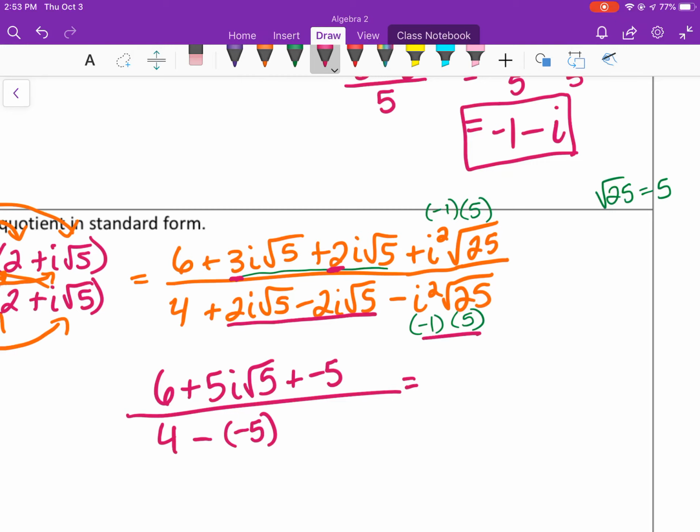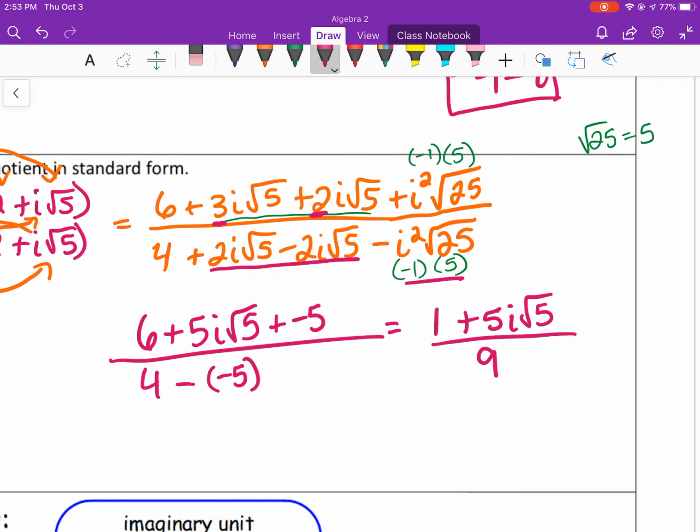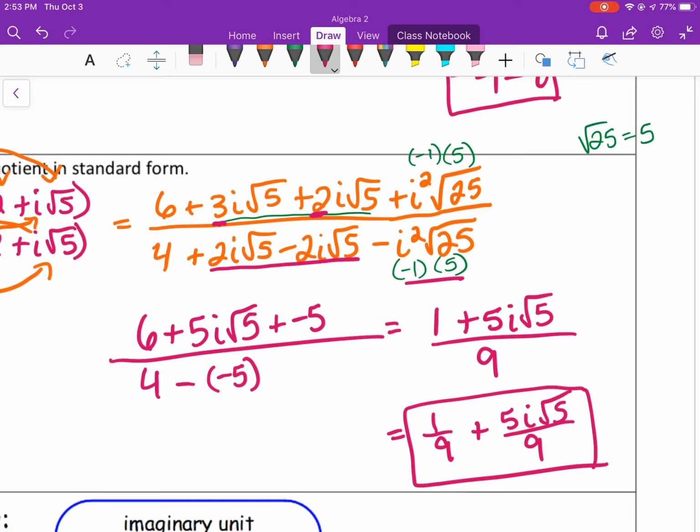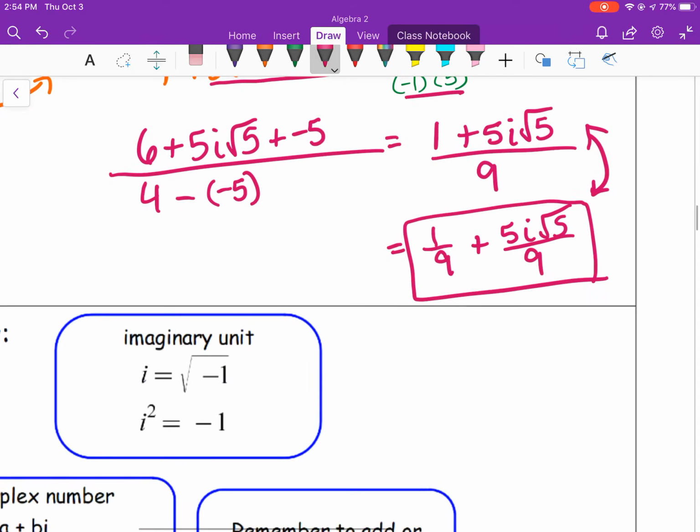So combining like terms one more time, I'm going to have 6 plus negative 5 is 1, plus 5I square roots of 5, and then that'll be over 4 minus negative 5. It's going to be over 9. And then to write it in standard form, it's going to be 1/9 plus 5I square roots of 5 over 9. So we can identify the real and imaginary part. Essentially, these two are the same thing. But this one makes it clear that 1/9 is the real, and then this is the imaginary over here.